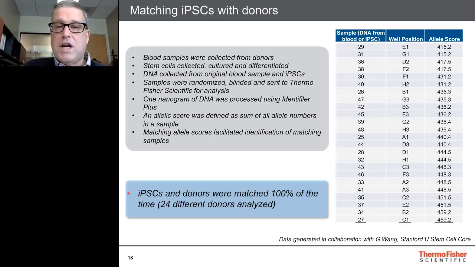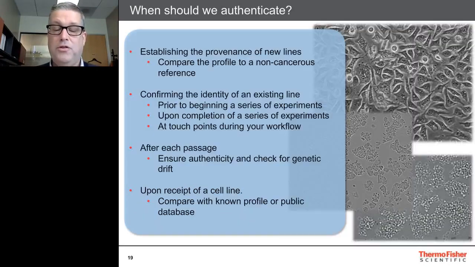In this case here, we had 24 different donor collections, different blood and iPSCs derived from those individuals, and they matched up perfectly. So one thing I want to say from this is that the allelic score is a good measure of matching up individuals on a small sample set.